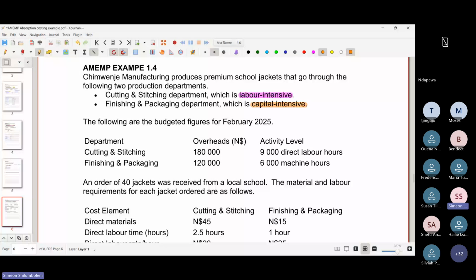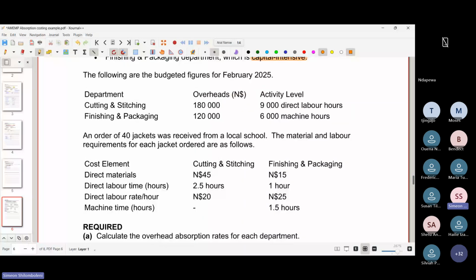In the other exercises, we only had one of each. Here we have both. That means in this case, you are calculating two rates. You calculate two rates, you absorb two times. An order of 40 jackets was received from a local school. The material and labor requirement for each jacket ordered are as follows. Now, these are the costs.